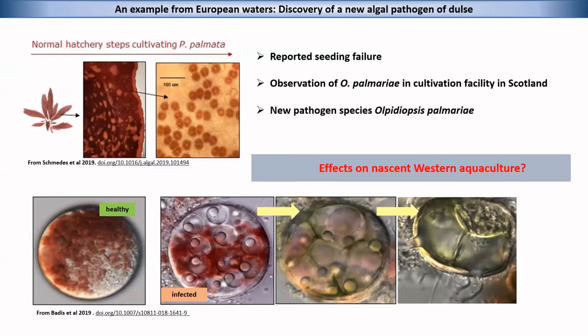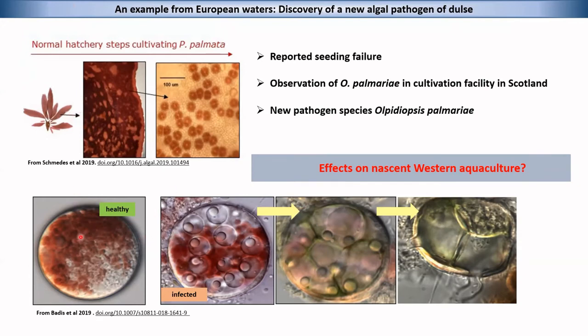So here in this slide, I would like to draw your attention to a recently discovered pathogen in Palmaria palmata, which has been discovered from Scotland. As you probably all know, Palmaria cultivation relies on the production and release of tetraspores from fertile tetrasporophytes. There were cultivation facilities that have repeatedly reported seeding failure. My colleague Yasin Badis had the opportunity to analyze such fertile tetrasporophytes and tetraspores, and he found that the tetraspores were infected with an intracellular pathogen, which I show here.